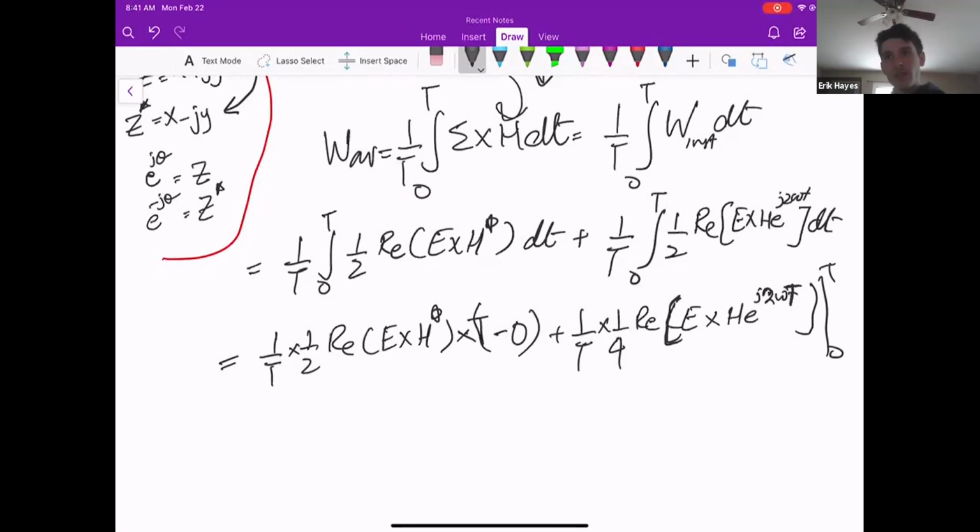When you take the second integral, you get 1 over t times 1/4 the real part of E times H to the j omega 2t. The 1/4 is coming from you bringing down the 2 from the exponent, right? Why wouldn't you also bring down the omega in that case? Yes, I think so. You're right.